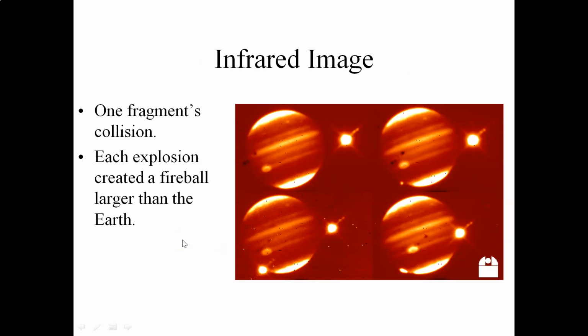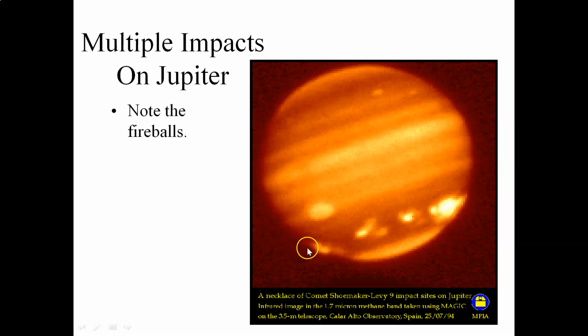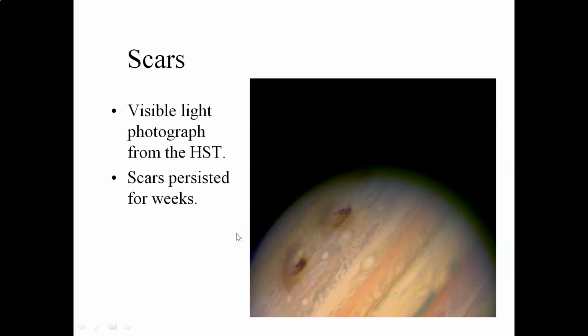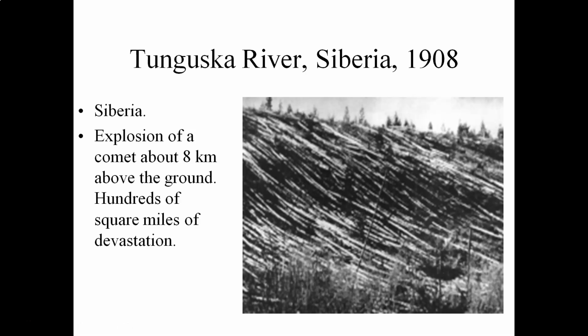watching. Okay, here's a nice infrared series of photographs of one of the cometary fragments slamming into the planet Jupiter. You can see it begin to appear here like so. Ultimately, the fireball that you see right here associated with this comet was larger than the Earth. And then here are a number of the fireballs that you could see of the individual cometary fragments slamming into the planet. In visible light, the scars from these cometary impacts on the planet Jupiter actually persisted for weeks.